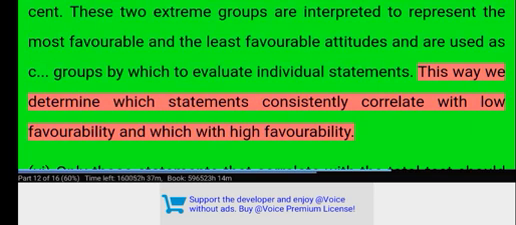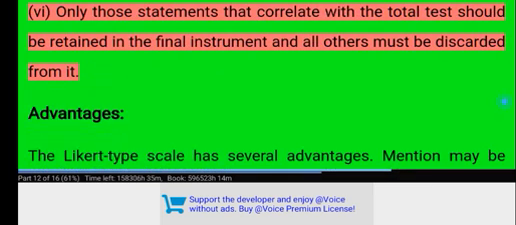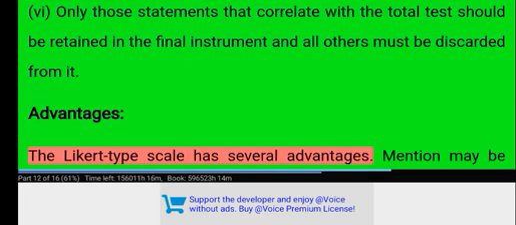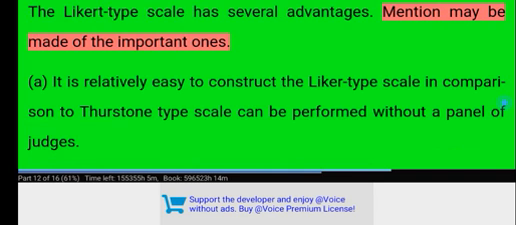This way we determine which statements consistently correlate with low favorability and which with high favorability. V. Only those statements that correlate with the total test should be retained in the final instrument and all others must be discarded from it. Advantages. The Likert-type scale has several advantages. Mention may be made of the important ones.